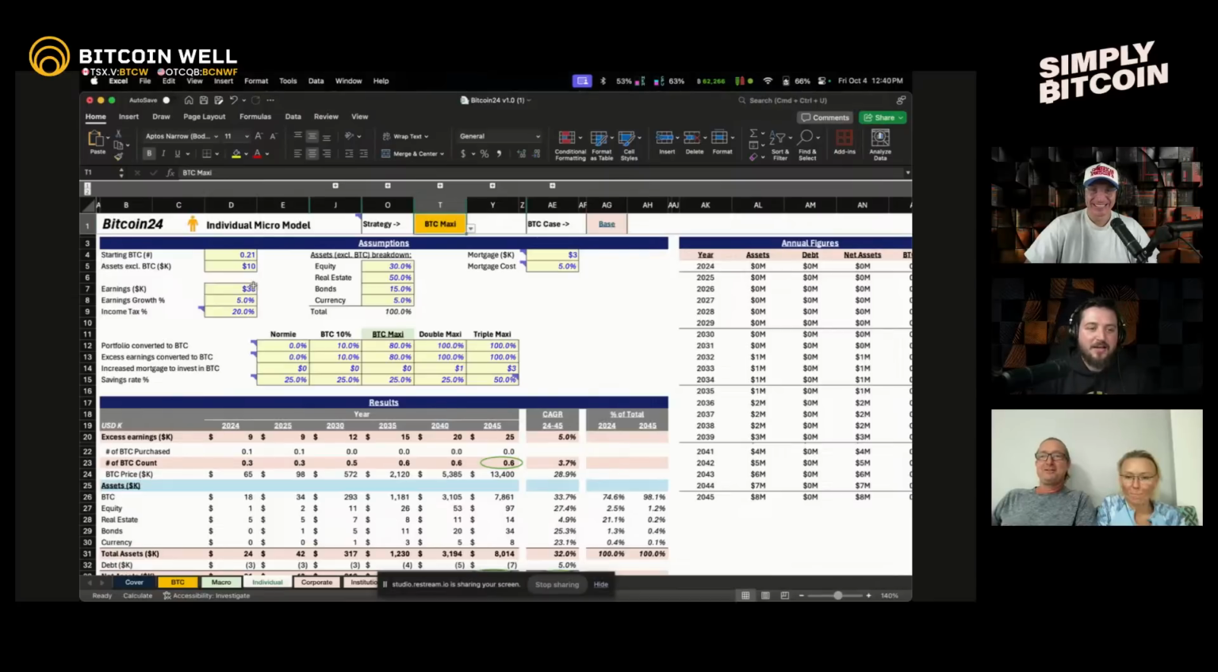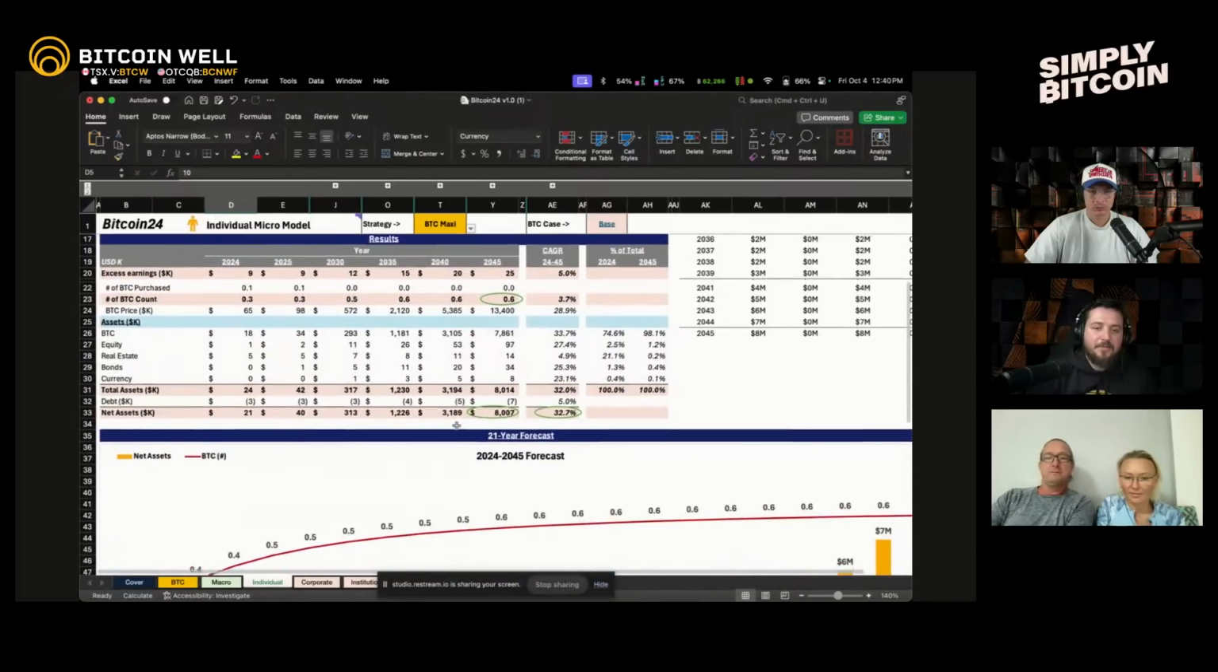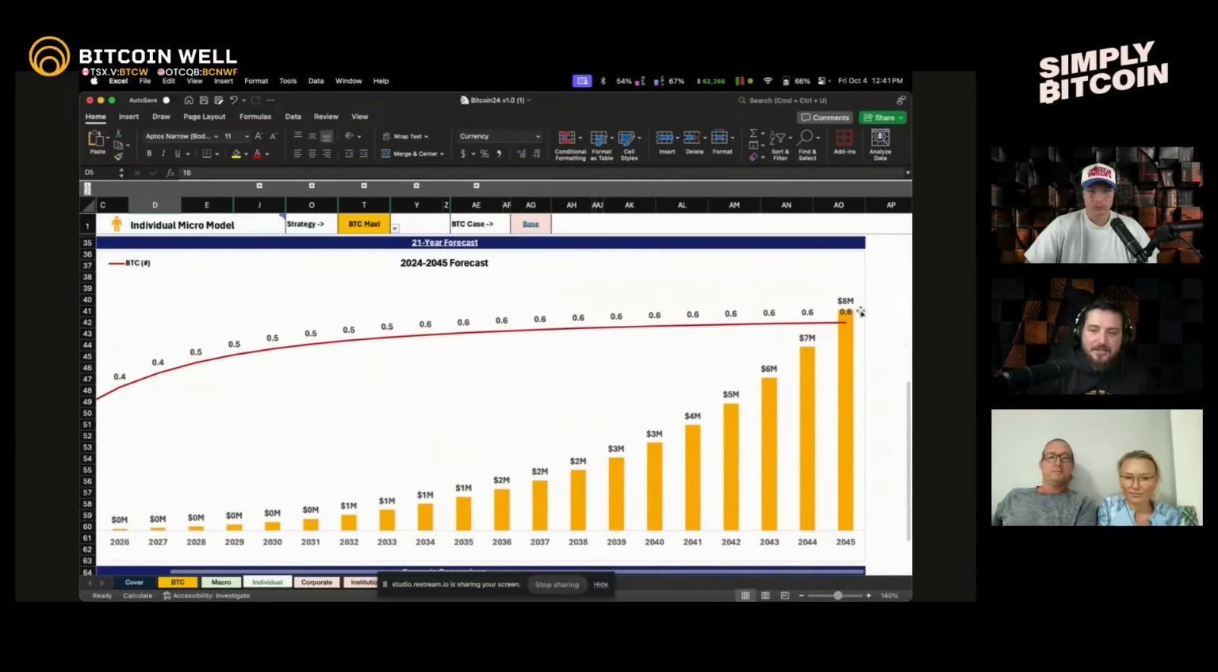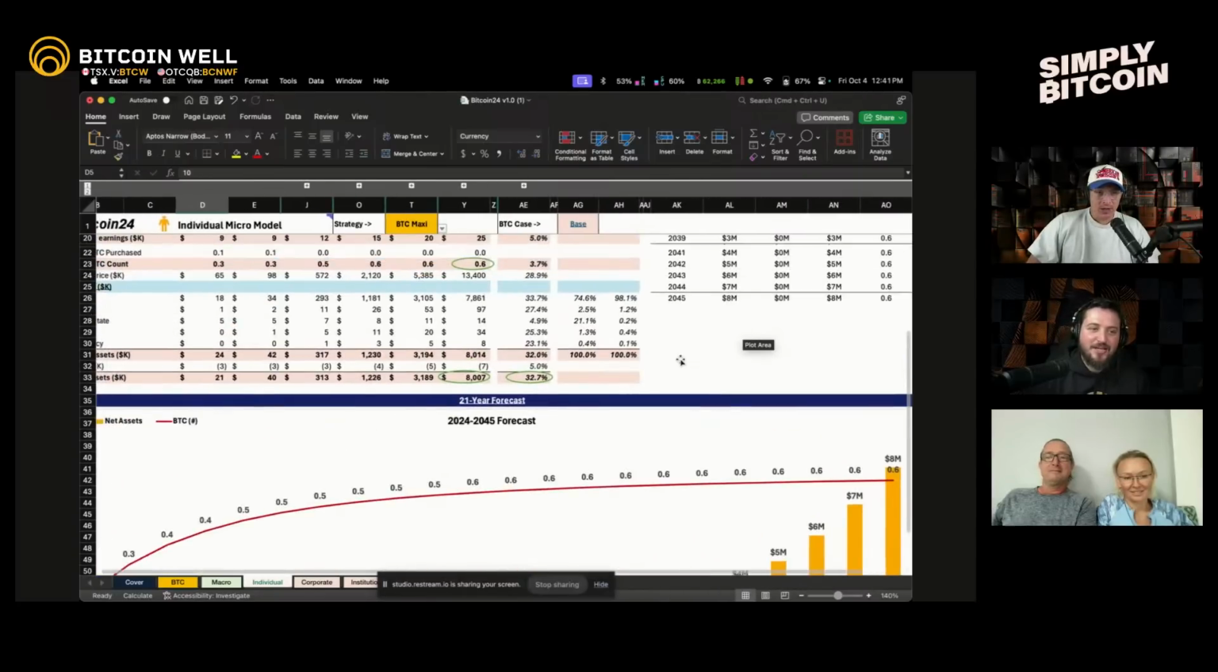They're earning $36,000 a year. Implied tax rate of 20%. The earnings growth is 5% year over year. They have 10K in savings other than Bitcoin, and their starting Bitcoin is 0.21. So they would end up with 0.6 Bitcoin by the year 2045. And check this out. They would end up with $8 million, according to Saylor's open source GitHub Excel calculator. That is the power of Bitcoin. That is absolutely insane. That is bonkers to me. This is crazy. All right, Nico.